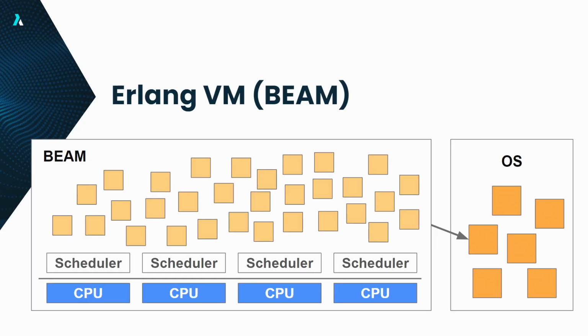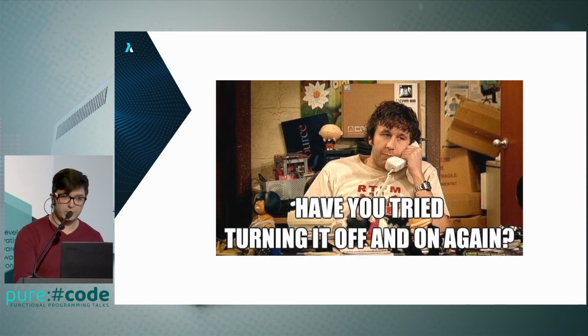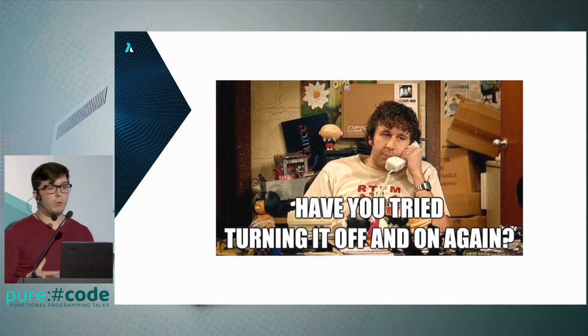But with so many processes running at the same time, it is inevitable that some of them crash or produce errors. So how does Elixir deal with errors, and why is it so well known for its fault tolerance? I'll try to explain this with a simple analogy. When a hardware device doesn't behave as expected, what is the most usual advice that we give? Have you tried turning it off and on again, right? Well, Elixir takes the same approach when it comes to failed processes.